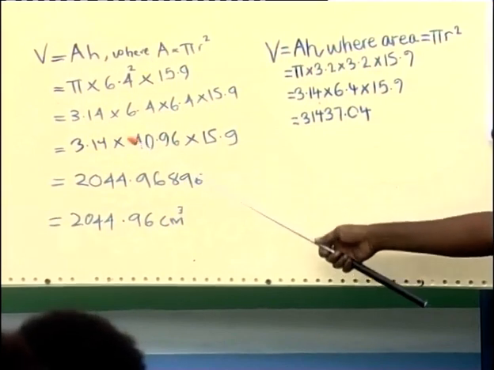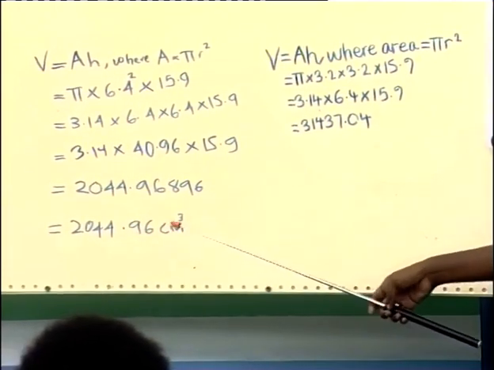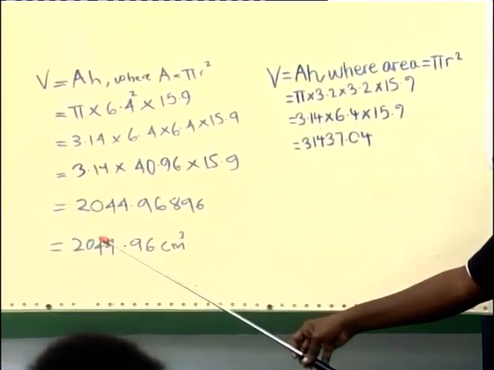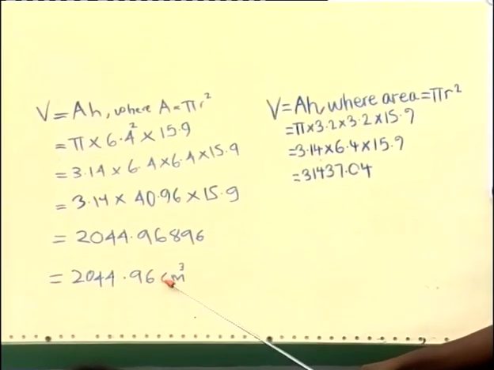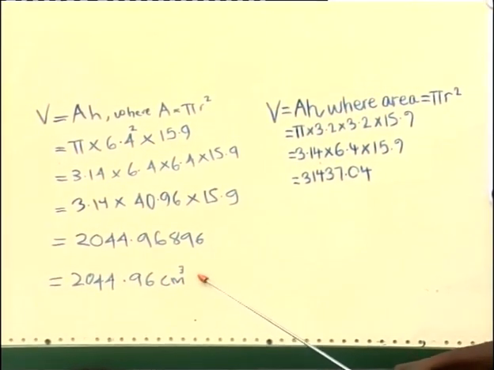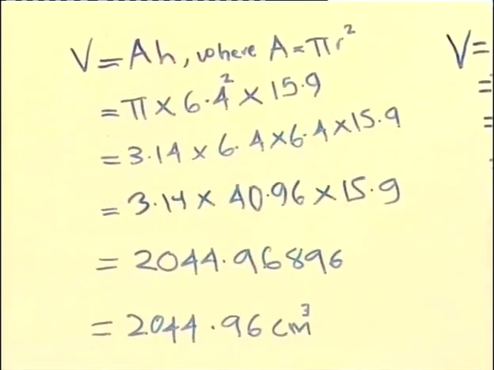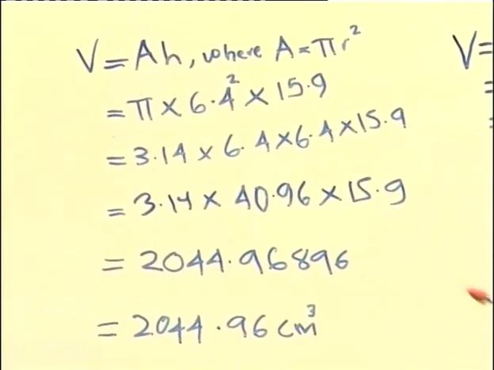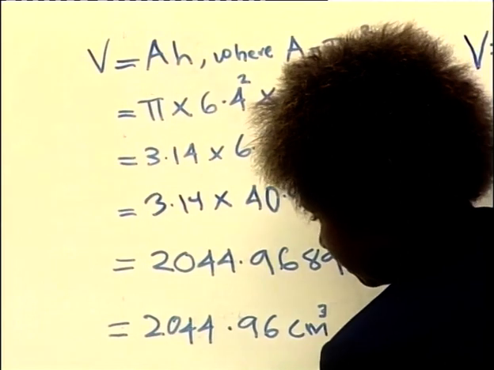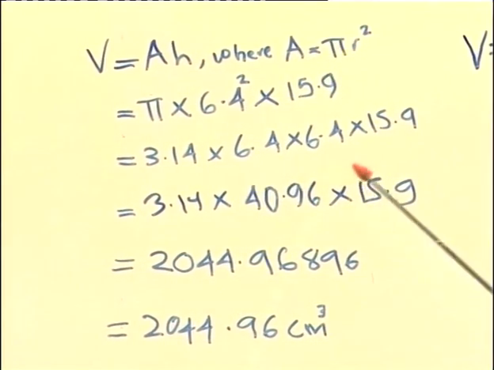And they have worked out their answer, and their final answer was 2044.96 cubic centimeter. Okay, that is correct. Can we round it off to the nearest whole number? Yes. Now, what would be the rounded answer? Put your hand up.